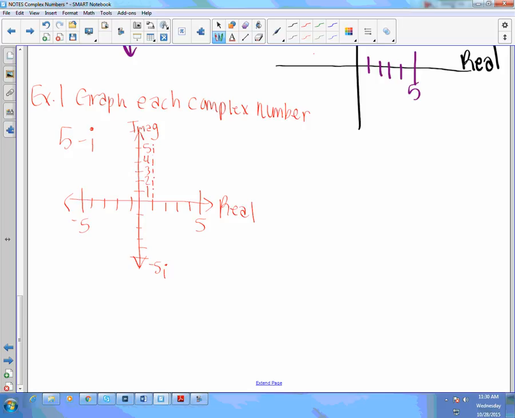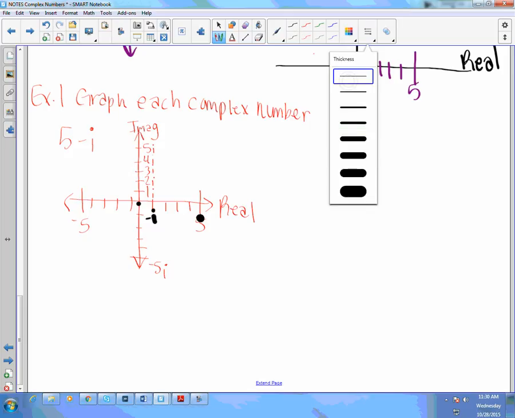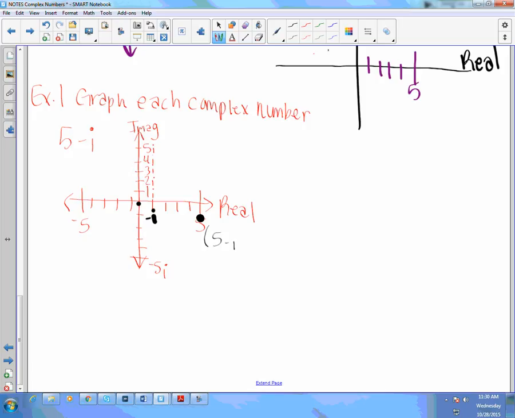Okay, so let's see. Who can describe where we should plot the point 5 minus i? Where should we put it? Okay, how do I move from the origin? I go right 5, and then down 1. That's really one there, so that's negative i. Okay, so that would be the point 5 minus i.